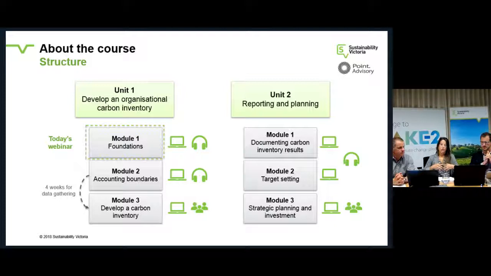Module 3 will look into how you can use your carbon inventory to inform your strategic planning and your investment decisions, which is the end goal of Sustainability Victoria's Stream 4. That will be delivered through a shorter face-to-face session of about 3 hours, but that's a bit far away now. So that's the structure of the course, and that's how it's all going to be running from now. If there are any questions on the course, just put them through the Q&A section, and we'll make sure we solve any queries you might have on the course itself.